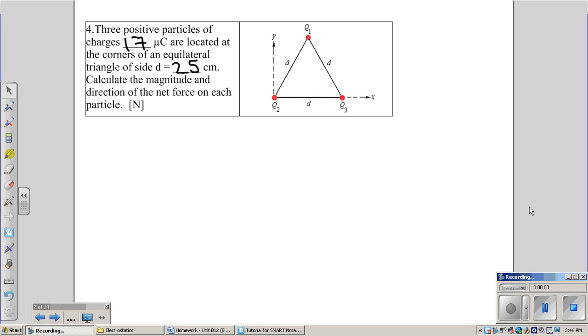Hello everyone, we are going to figure out how to solve problem number 4 from your homework packet. It says 3 positive particles of charge 17 microcoulomb, that's 10 to the minus 6 coulombs, are located at the corners of an equilateral triangle of side D equals 25 centimeters. Calculate the magnitude and direction of the net force on each particle.